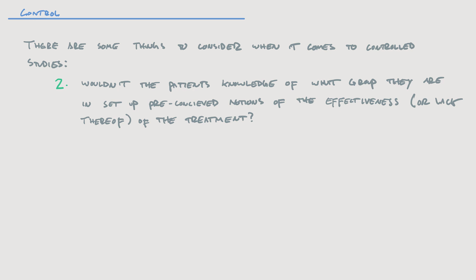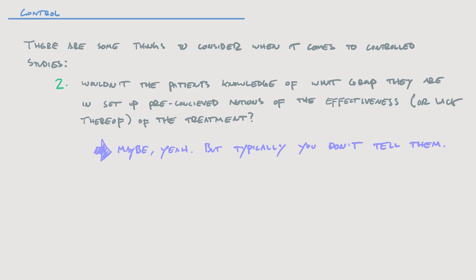The second thing to consider, wouldn't the patient's knowledge of what group they're in set up preconceived notions of the effectiveness or lack thereof of the treatment? Like if they know they're in the placebo group, they might not have any placebo effect take place. Or if they know that they're in the treatment group, then maybe they're the ones that are going to see placebo effect. And then how do we know if the results that we're seeing are because of the placebo effect or because of the actual drug itself?